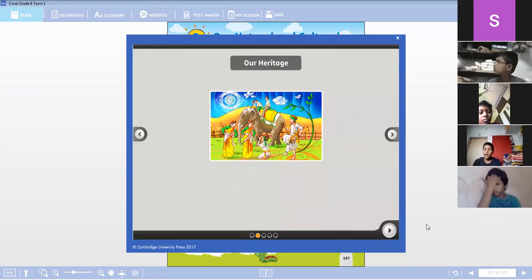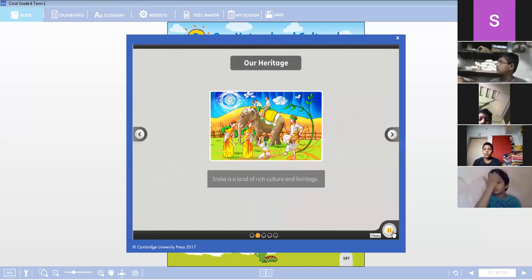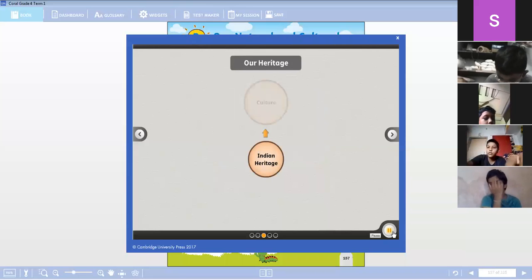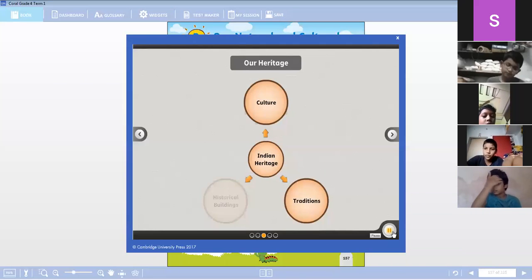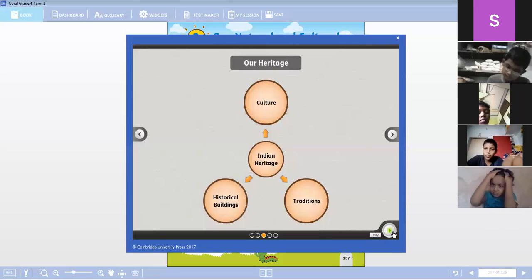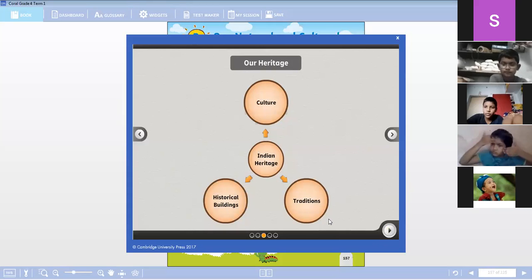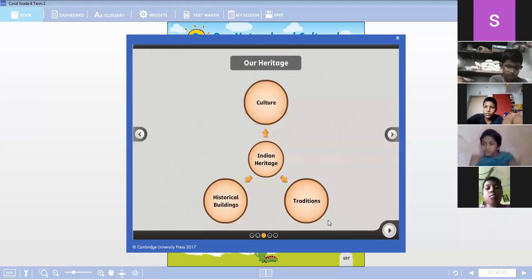So, India is rich in culture. There are many cultures and traditions. So, India is rich in cultures and traditions. See, children, the Indian heritage is classified again into three types, children. One is culture, one is traditions.